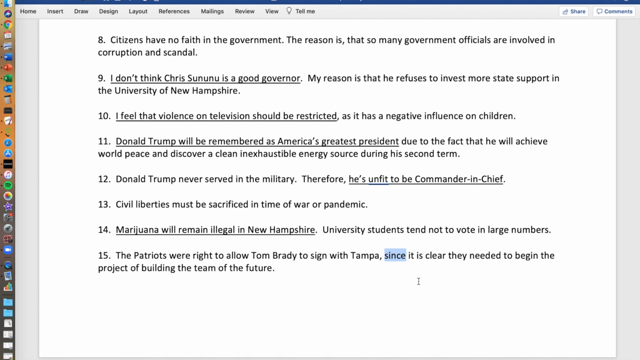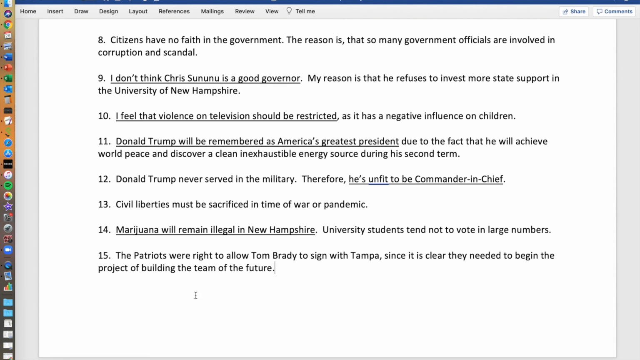So that would mean the claim would have to be the Patriots were right to allow Tom Brady to sign with Tampa. Right? And if that's the case, then we would have obviously a value claim. The Patriots were right. That's making a judgment about the merit or worth of their decision. And then since tells us here's the evidence. So is this evidence? It's clear they needed to begin the project of building the team for the future. Does that give a reason to believe the Patriots were right in allowing Brady to sign with Tampa Bay?